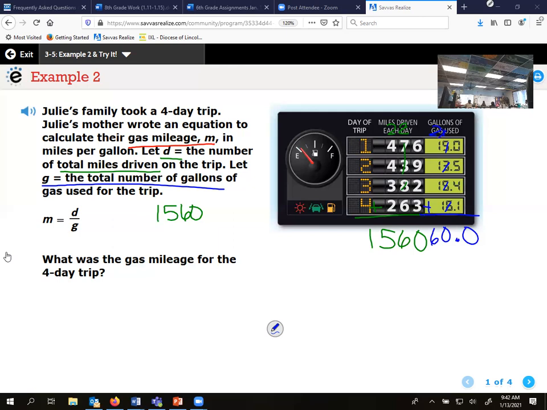That's our G, and that goes on the bottom of the fraction. I'm just going to write G. Or 60. Okay. Then I have something that I can solve, right? Or simplify. I can take 1,560 and divide it by 60 to figure out our mileage. So let's do that now.